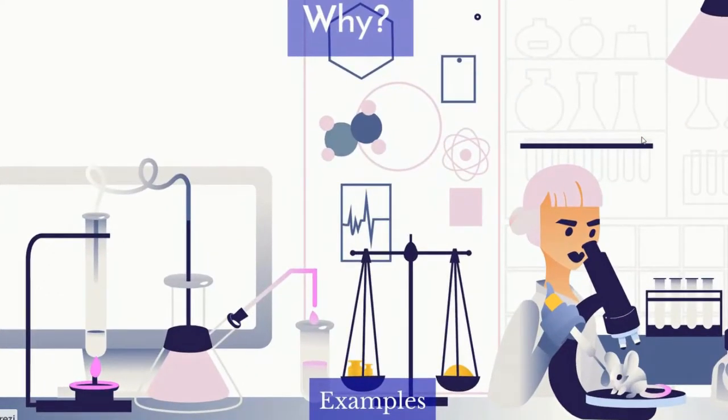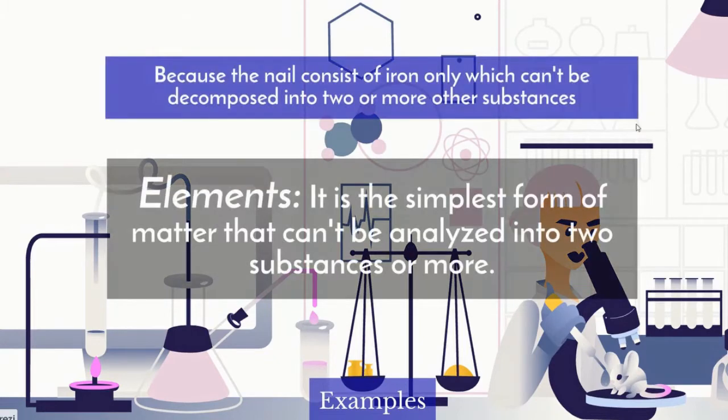Why does that happen? Because the nail consists of iron only, which can't be decomposed into two or more other substances. We can't break iron and expect to find a new substance in return. Iron is only iron, and even if we break it or decompose it, it will remain iron. This is why we call iron an element.